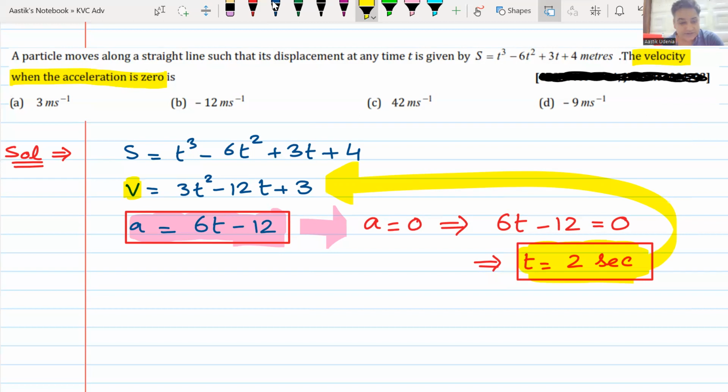Can you tell me what is the answer coming now? What is the value of velocity when acceleration is 0? And the answer is what?